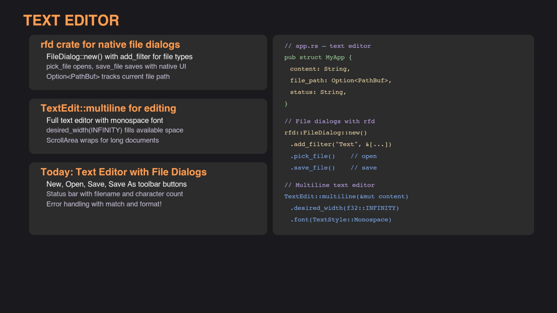FileDialog with filters for text and Rust files. PathBuf tracks the current file path. TextEdit multiline for the code editor. Status bar shows file name and character count.